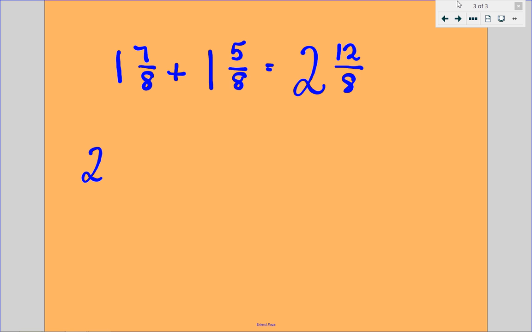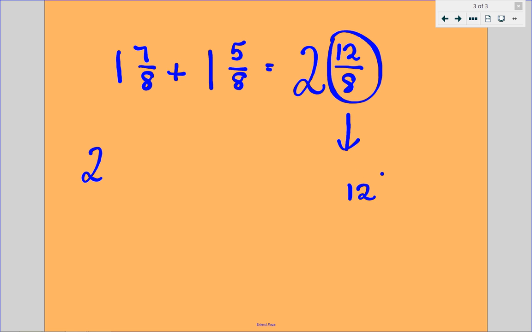All right, what if we have a situation where it's a mixed number? So we add it like usual. 1 and 1 is 2. 7 and 5 is 12. And my 8 is my denominator. So I have 2 and 12/8. So I'm going to put a 2 over there. And now I'm going to take this fraction, and I'm going to divide it. So I'm going to do what it says.